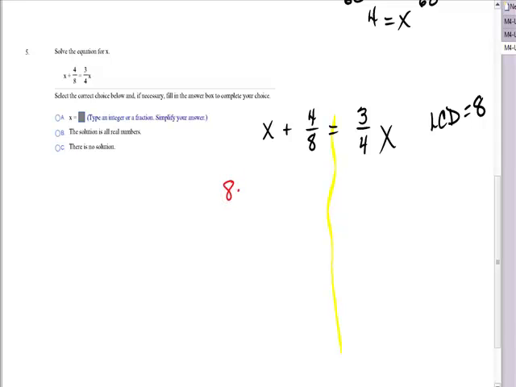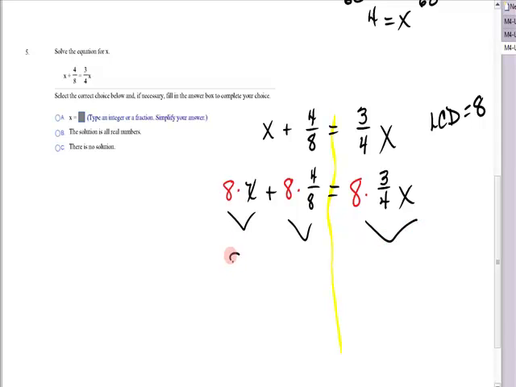8 times x plus 8 times 4/8 is equal to 8 times 3/4 x. That gives me 8x plus, the 8's divide out, and I have just 4, equal sign. 4 goes into itself once, 4 goes into 8 2 times. I have 2 times 3 times x, or 6x. All right, I have variables on both sides.